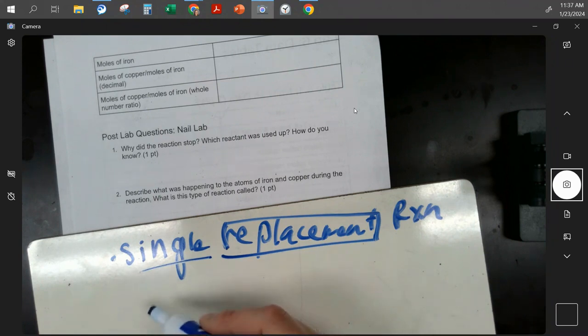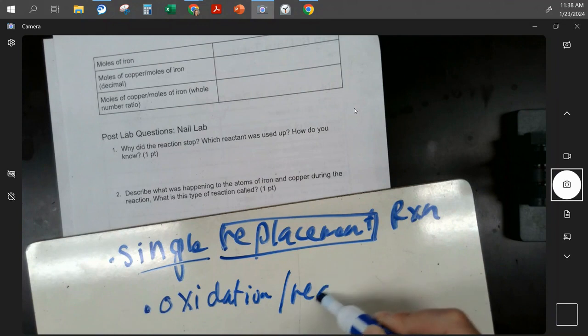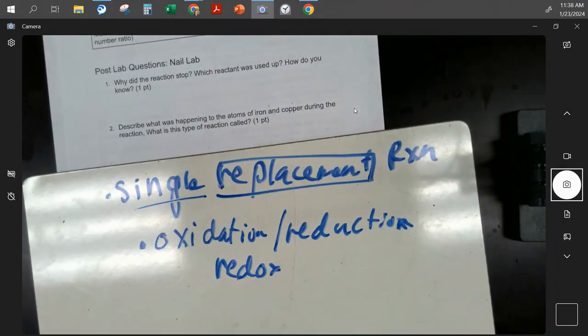This is also an oxidation reaction. Do you remember in chapter, I think 5, where we had one question that asked which will be solid and which will be aqueous, or oxidation and reduction, which one will be oxidized and reduced? This is an oxidation reduction reaction. We can also call that a redox. Redox is like an abbreviation. So any of those are true.